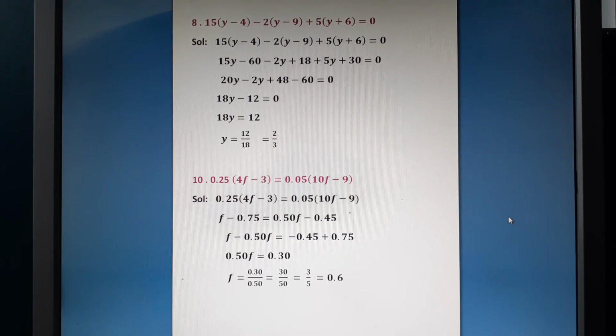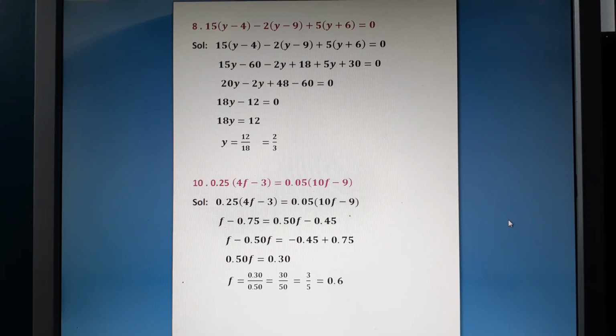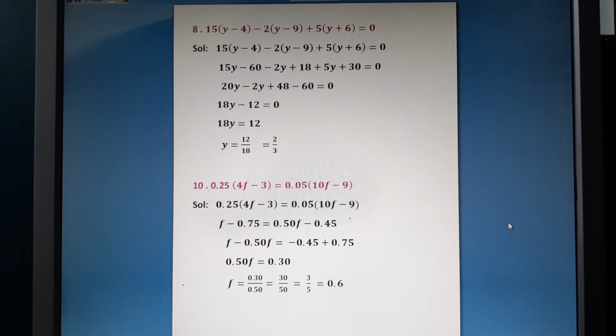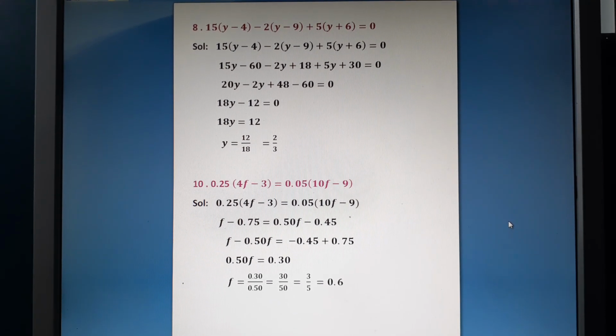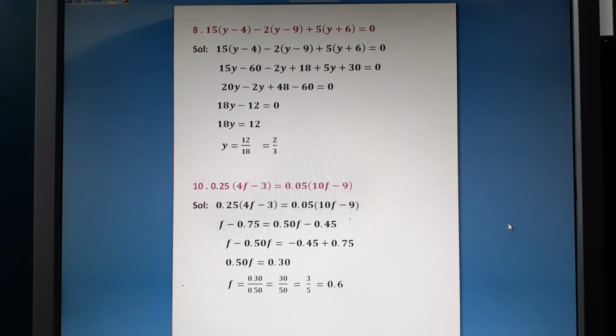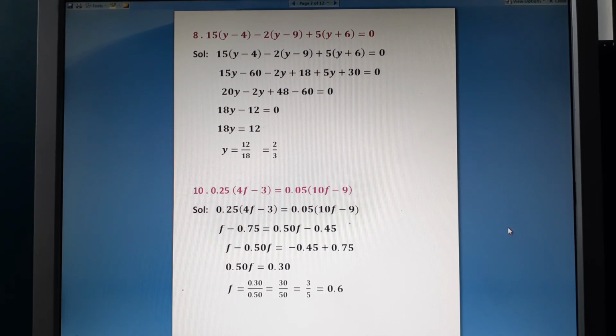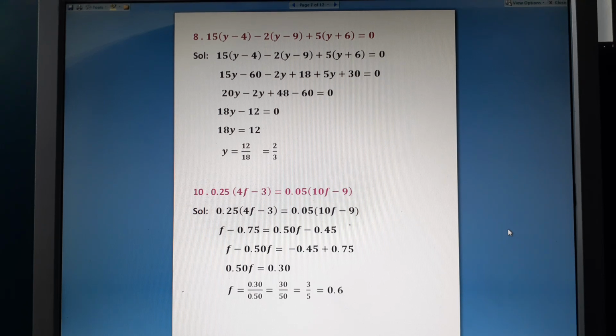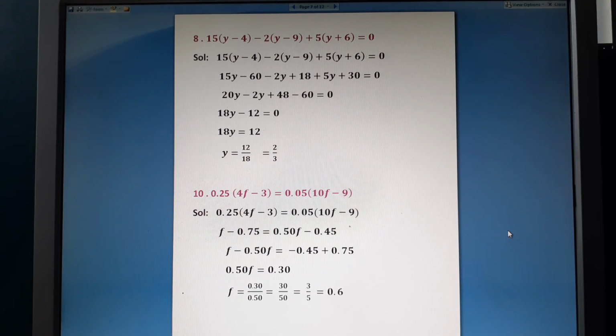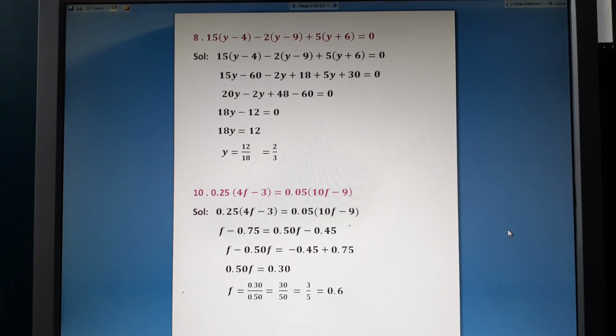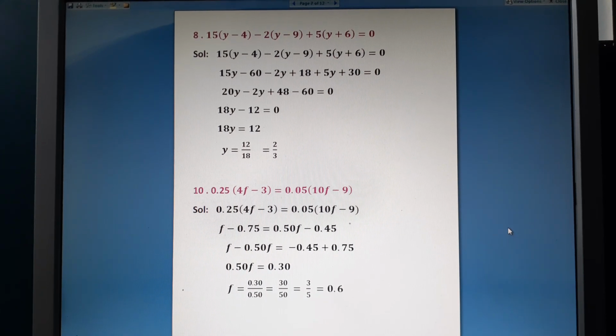Question number 8. 15(y − 4) − 2(y − 9) + 5(y + 6) = 0. Solution. 15(y − 4) − 2(y − 9) + 5(y + 6) = 0. 15 into y, 15y. 15 into minus 4, minus 60. Minus 2 into y, minus 2y. Minus 2 into minus 9 is plus 18. Plus 5 into y, 5y. Plus 5 into 6, 30, is equal to 0.